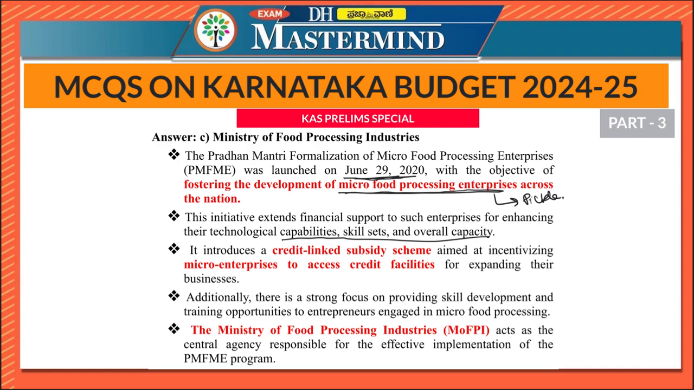So, this initiative extends financial support to such enterprises for enhancing their technological capabilities, skill sets, and overall capacities. It introduces a credit linked subsidy scheme aimed at incentivizing micro enterprises to access credit facilities. Usually, these micro food processing industries won't be given any credit because they would not have a formal setup. So this particular scheme incentivizes micro enterprises to access credit facilities for expanding their businesses.